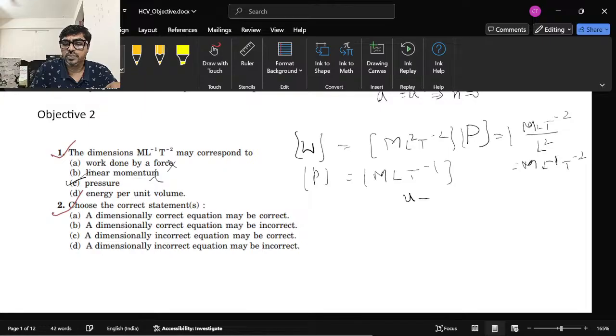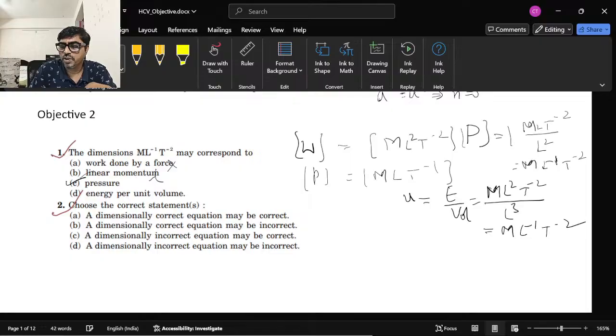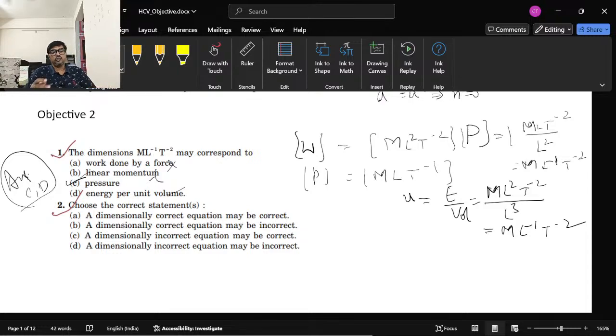Energy per unit volume. Energy is what? Half mv square. Any energy will have the same dimension. Half mv square, if you take half, you can take out M. V square is L square T power minus 2, V is L T power minus 1. Divided by volume, volume is L cube. So you would see that it would be M into L power minus 1 into T power minus 2. So D also correct. Answer is C and D. Multi-correct option. Objective 2 meaning you will have one or more than one answer question.